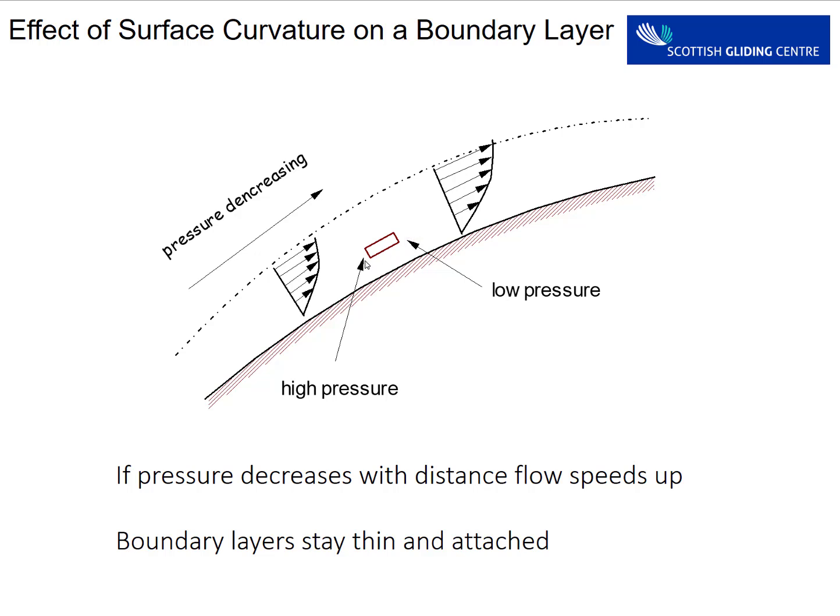And because I have a pressure difference across that element of fluid, then that low pressure would suck the fluid along and accelerate the flow in the boundary layer. So over the front of the wing, the boundary layer will remain nice and thin and what's known as attached.